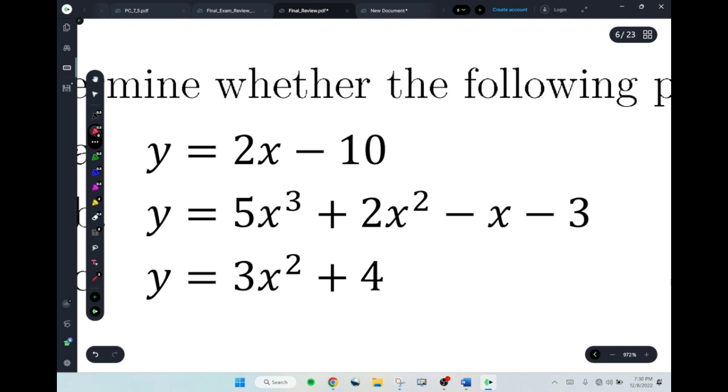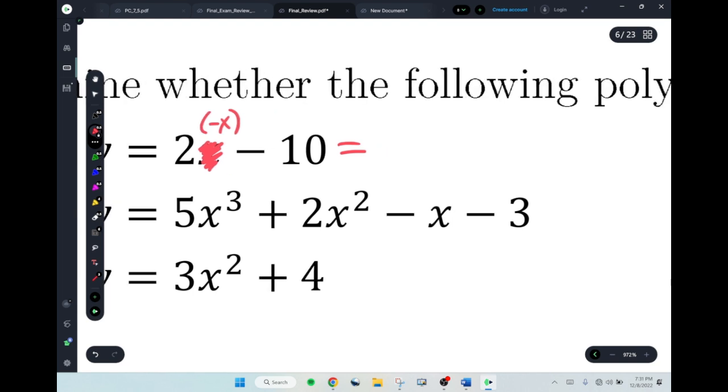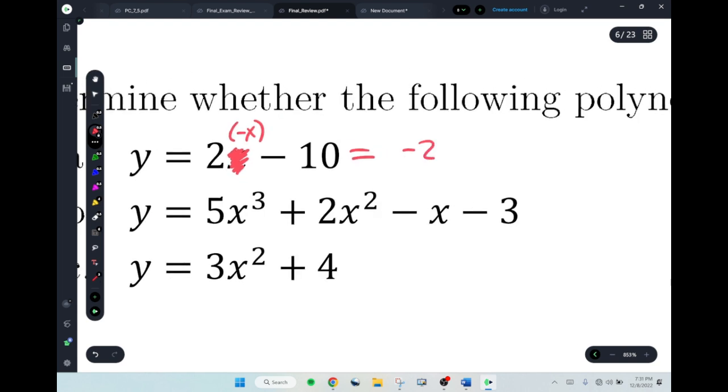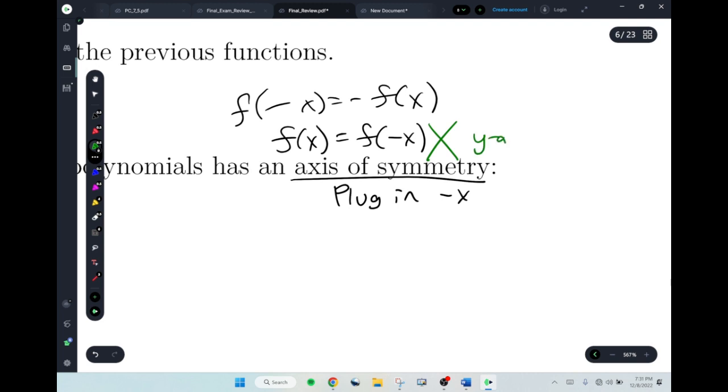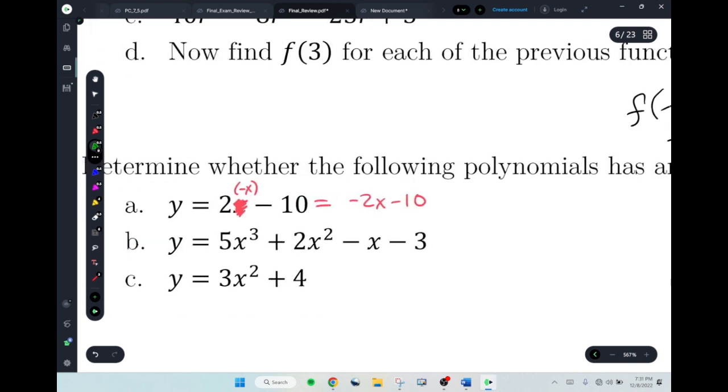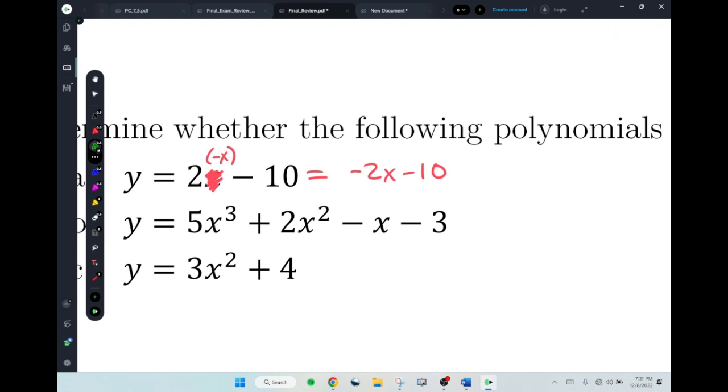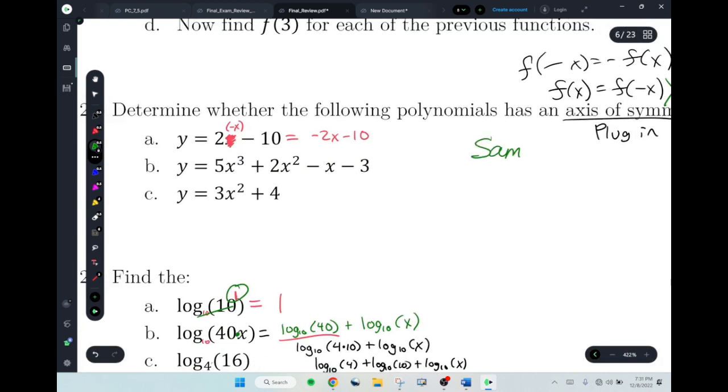If I plug in negative x, I take this away, and I put a negative x there. What did it turn into? Technically, negative 2x minus 10. Right? Okay. Is that exactly the same? No, it's not exactly the same. So then it's not this one, which is y-axis. If they're the same, it's y. So here's a note. Same, which is to say you plug it in, and it's the same: y-axis.